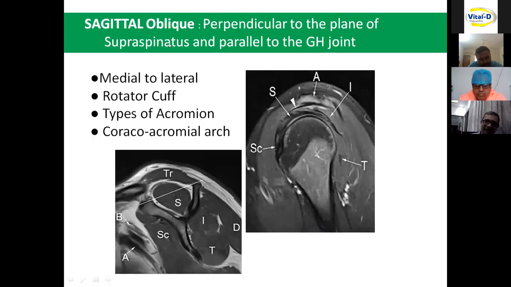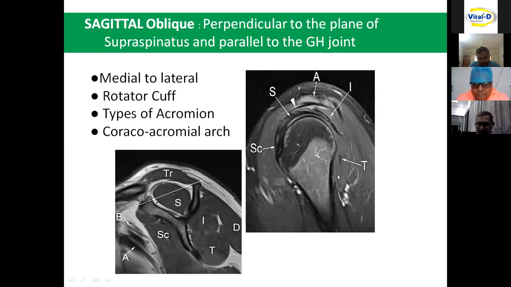And next is sagittal oblique. This cut is perpendicular to the plane of the supraspinatus muscle and it is parallel to the glenohumeral joint. In this view, always remember this is the sagittal oblique view. This is the medial side and this is the lateral side. From this image, we can see mostly the rotator cuff insertion. Mainly that is supraspinatus, that is the infraspinatus tendon, and this is the teres minor tendon.